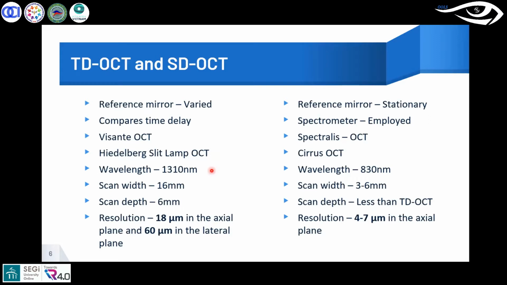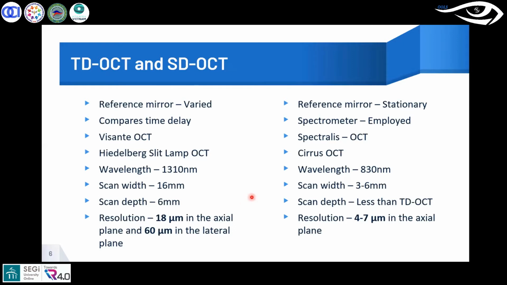They basically use a wavelength of 1310 nanometers, which is actually going to reduce the scattering effect, and there is less amount of signal loss. And apart from that, there is a large scan width, which is about 16 mm, and the scan depth is about 6 mm. Coming on to resolution, there is about 18 micrometers axial resolution and 16 micrometers along the lateral plane.